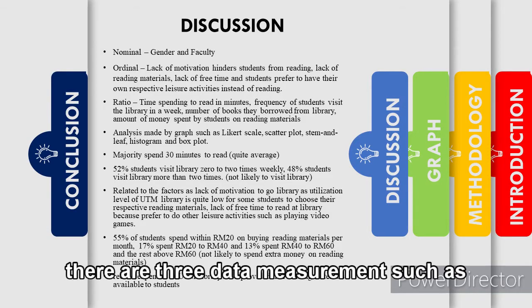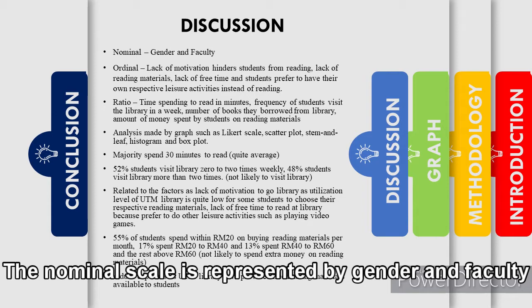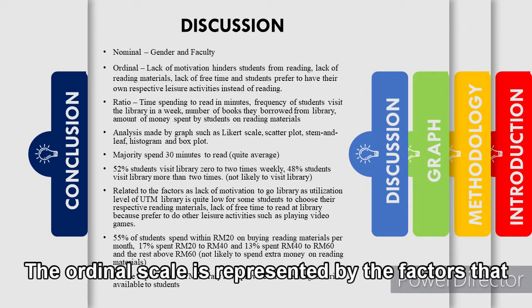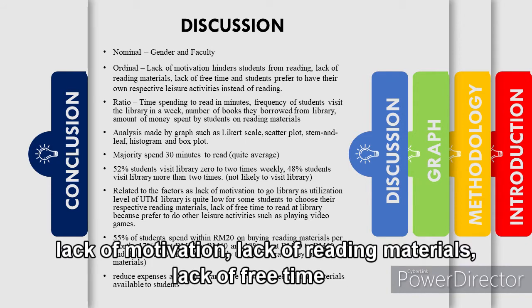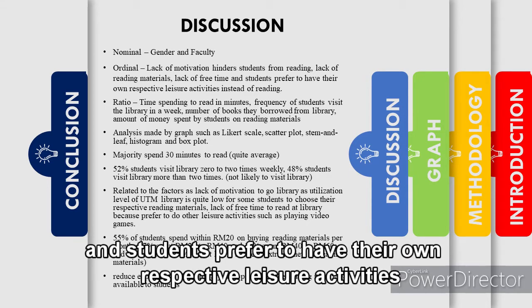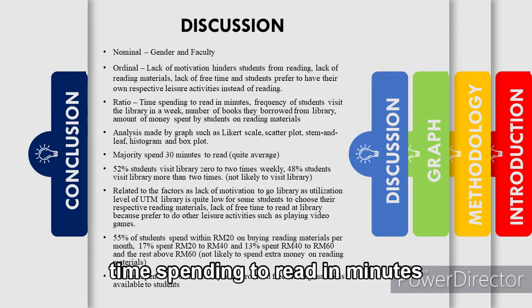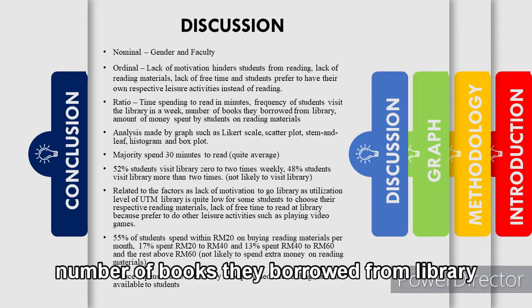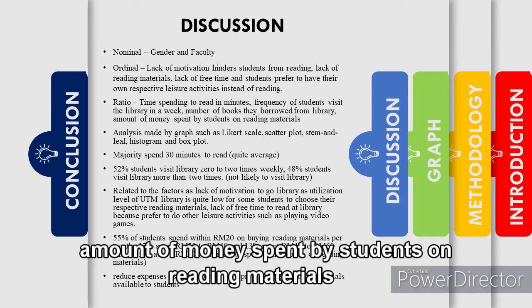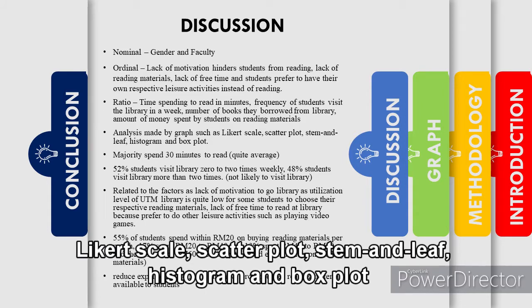In the discussion part, there are 3 data measurements: nominal, ordinal, and ratio. The nominal scale is represented by gender and faculty. The ordinal scale is represented by the factors that hinder students from reading, such as lack of motivation, lack of reading materials, lack of free time, and students preferring their own respective leisure activities instead of reading. While the ratio scale is represented by the numerical data such as time spent reading in minutes, frequency of students visiting the library in a week, number of books they borrow from the library, and amount of money spent by students on reading materials. The analysis is made by graphs such as Likert scale, scatter plot, stem and leaf, histogram, and box plot.